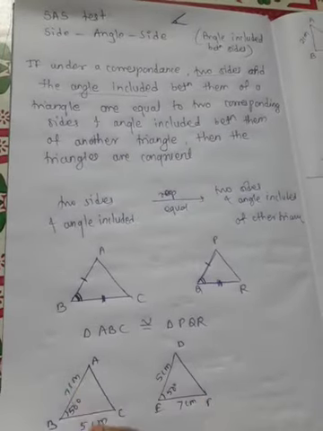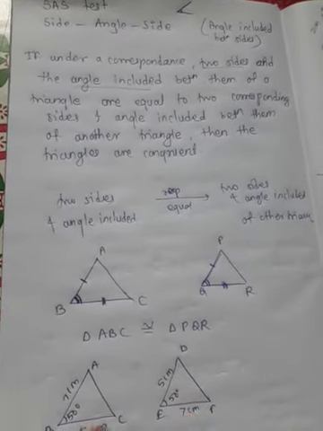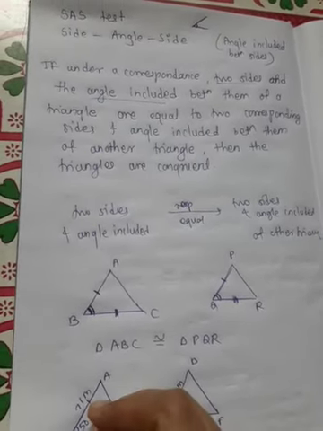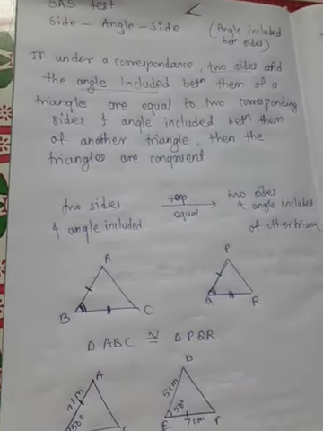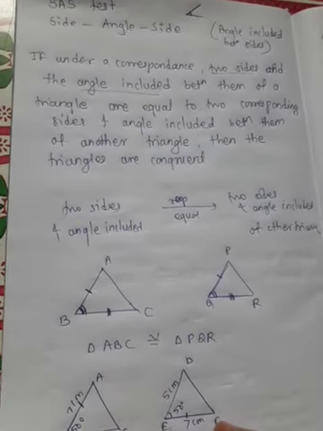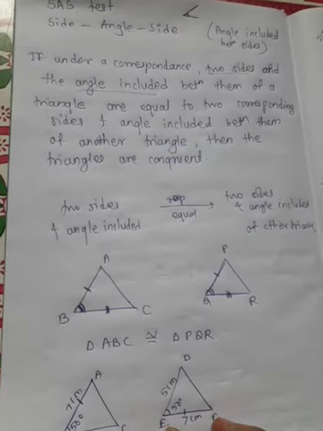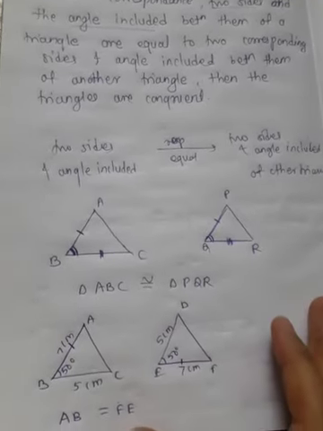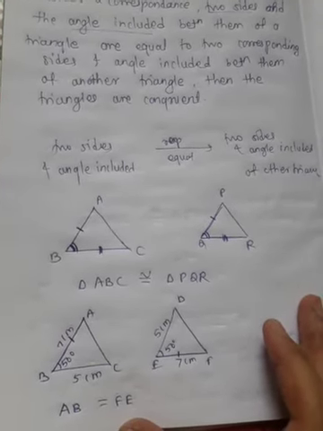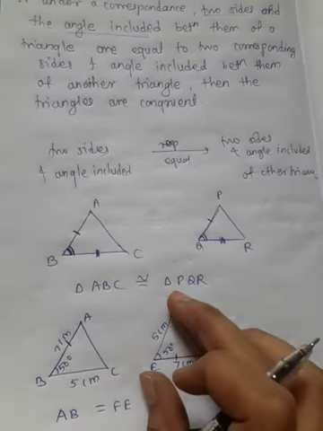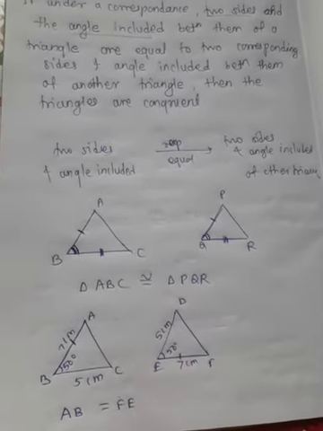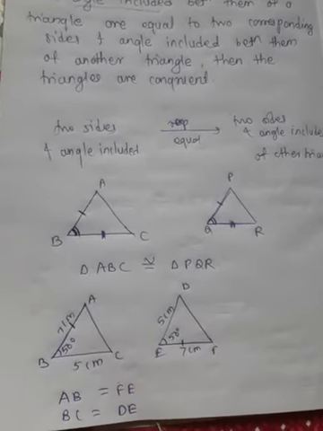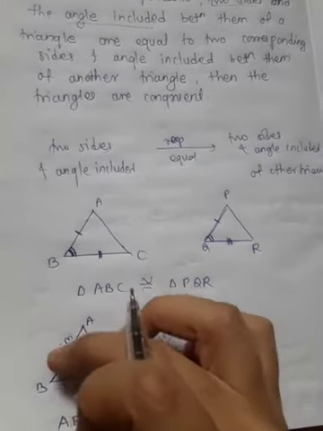Okay, see here, you observe that we have been given two sides of these triangles. Now see 7 centimeter, 7 centimeter, which means these two sides are equal. Side AB is equal to side FE. Also you observe that side BC is equal to side DE, and see the angle included between these two sides.